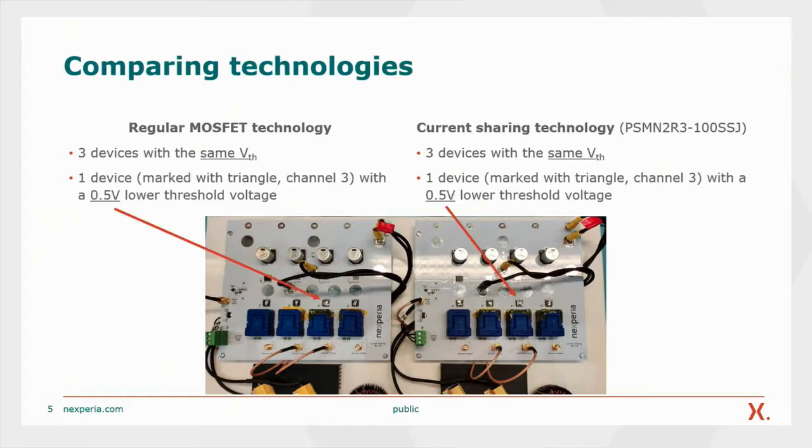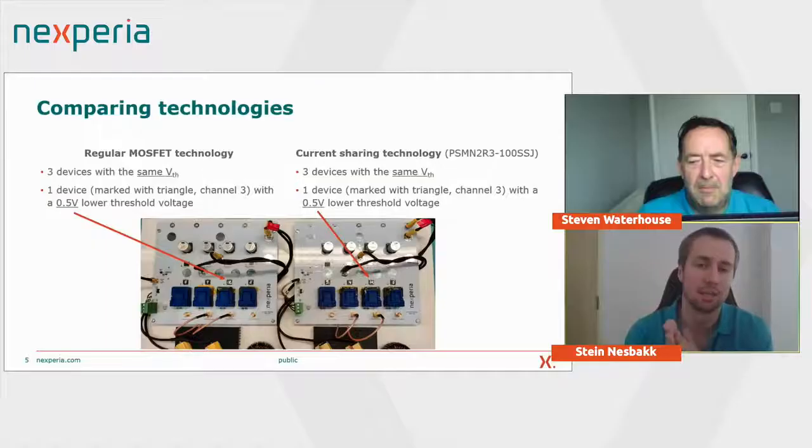Then we selected 1 device from each technology, which has a 0.5 volt lower threshold voltage. It's marked with a triangle there, so it's device 18 for regular MOSFET technology and device 10 for current sharing technology. A 0.5 volt lower threshold voltage means that 1 device in both setups will turn on earlier. Now keep in mind, both these setups are identical. It's the same load, the same switching frequency and the same bus voltage. The only difference is the MOSFET technology used on both setups. Next slide.